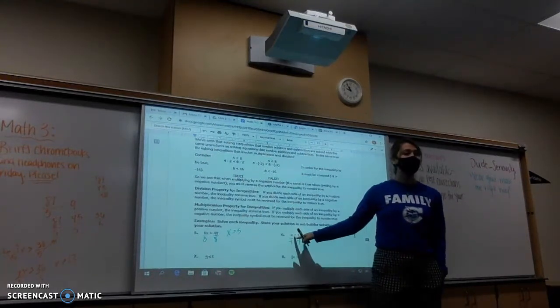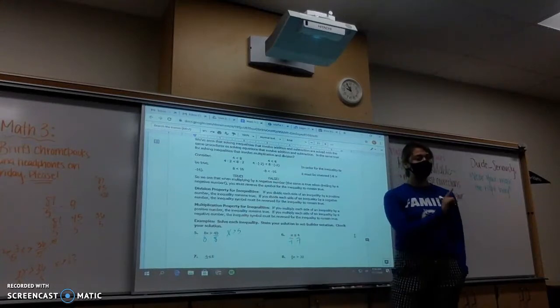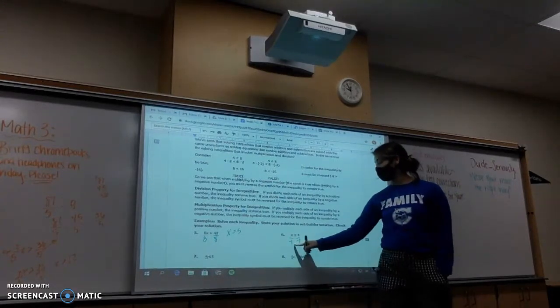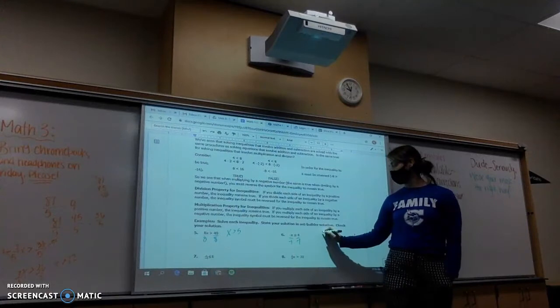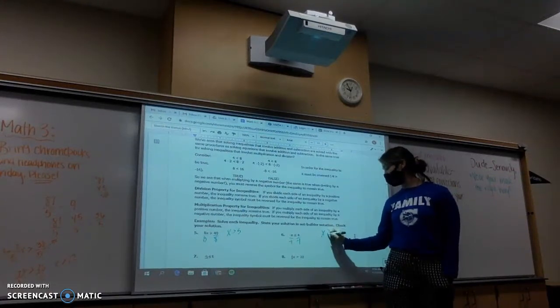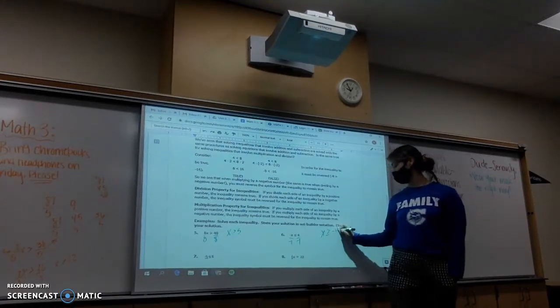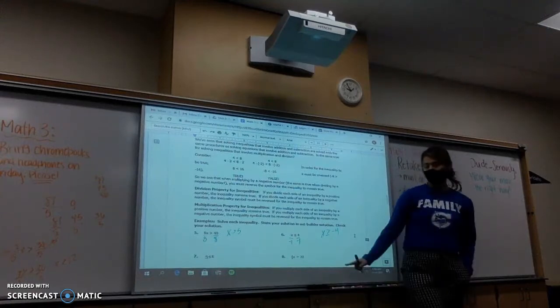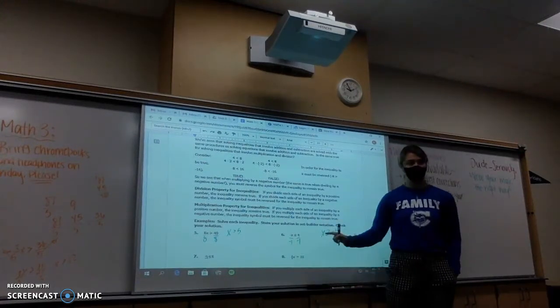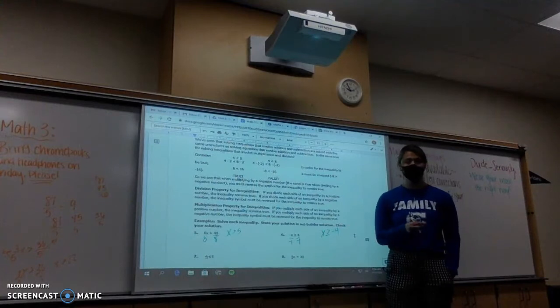Do I flip my sign here? Why is it a yes? It's a negative divided by. It's a negative. So we get x is greater than or equal to -4. Do you see how I flip my sign? I just flipped it the other way. Okay.